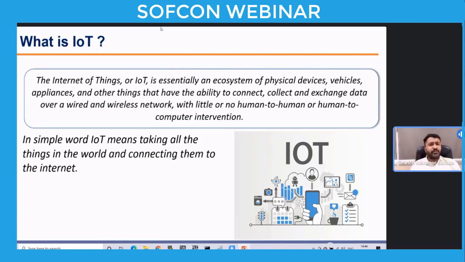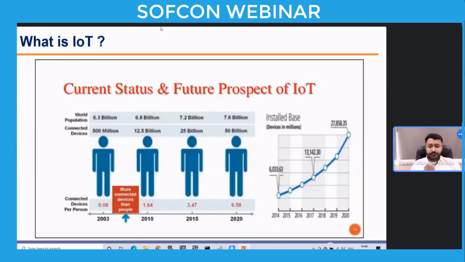In simple terms, IoT means taking all the things in the world and connecting them to the internet. Whatever devices we have, we connect them to the internet so we can access them remotely from anywhere in the entire world. So this is the simple meaning of IoT: whatever devices we have, we connect them with the internet.